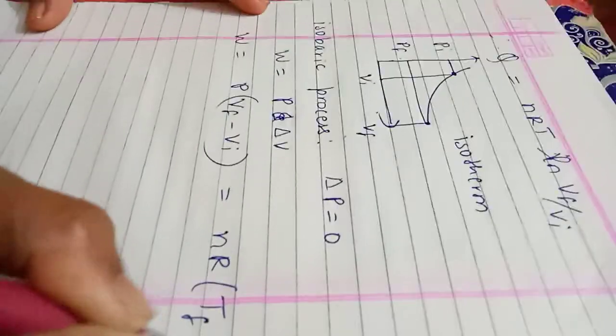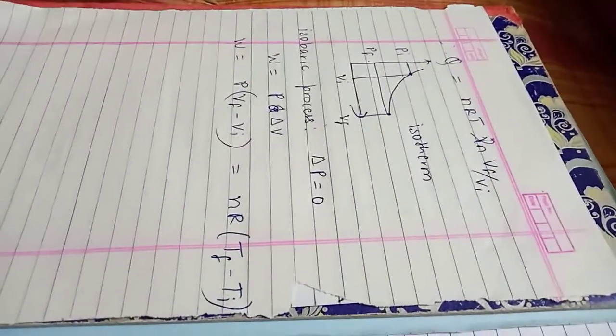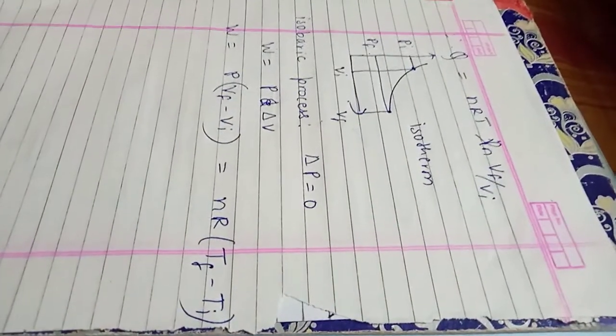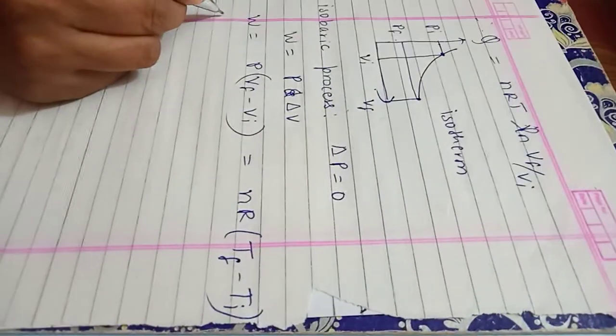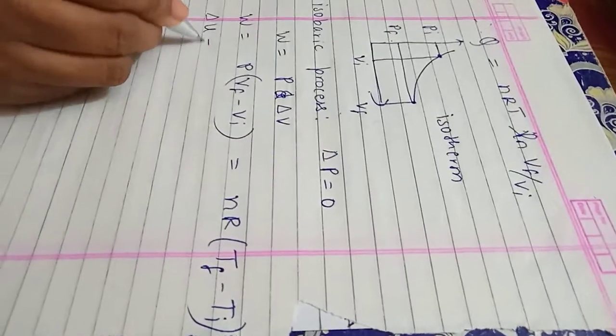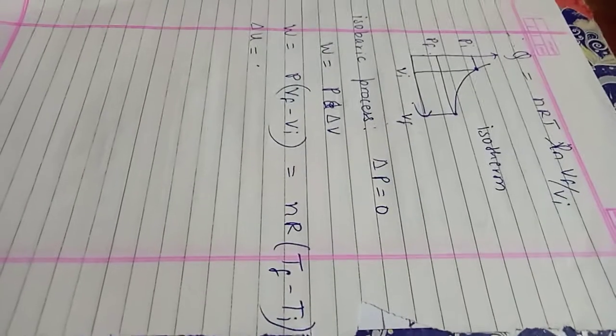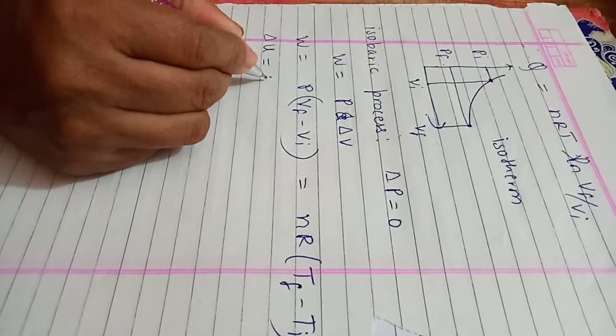Now what is PV equal to? nRT, final temperature minus initial temperature. P into Vf minus Vi is equal to what? nR(Tf minus Ti). Okay. Then the internal energy of the system is not equal to zero. That means delta U is not equal to zero.